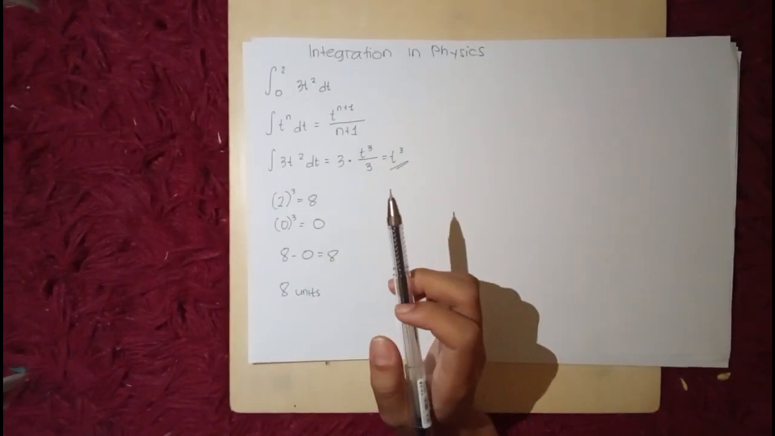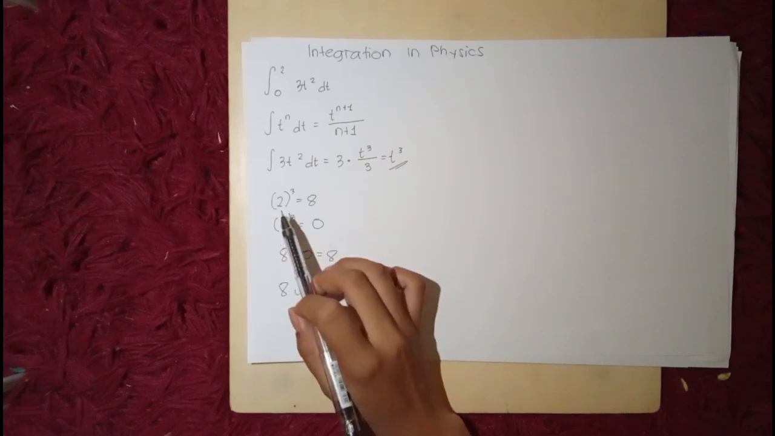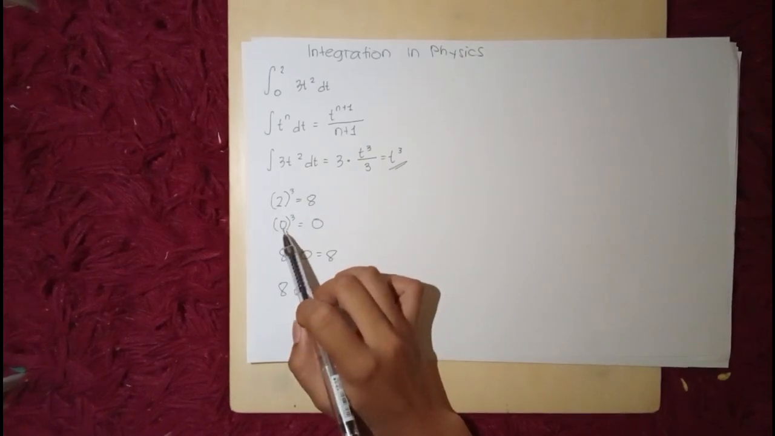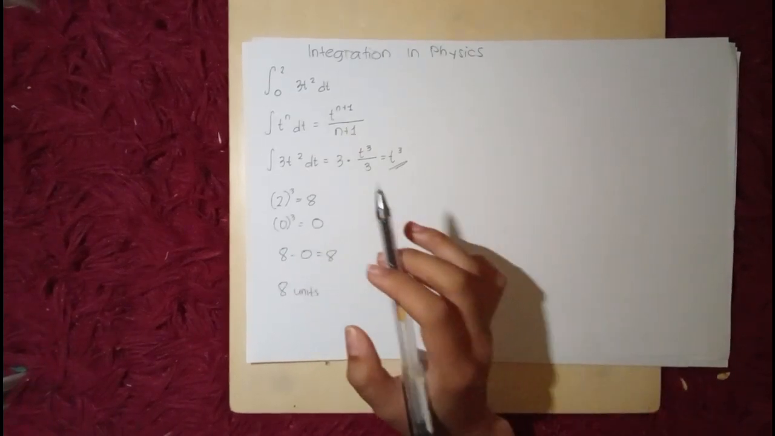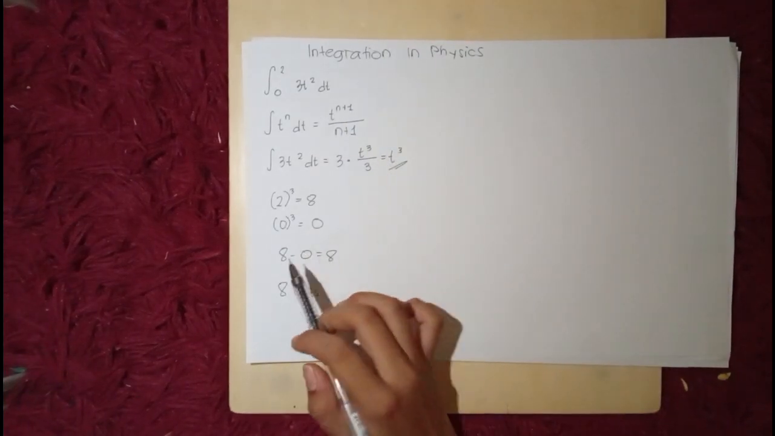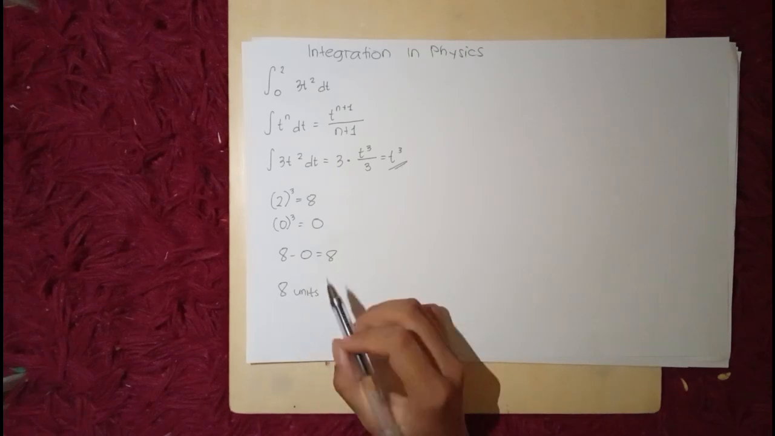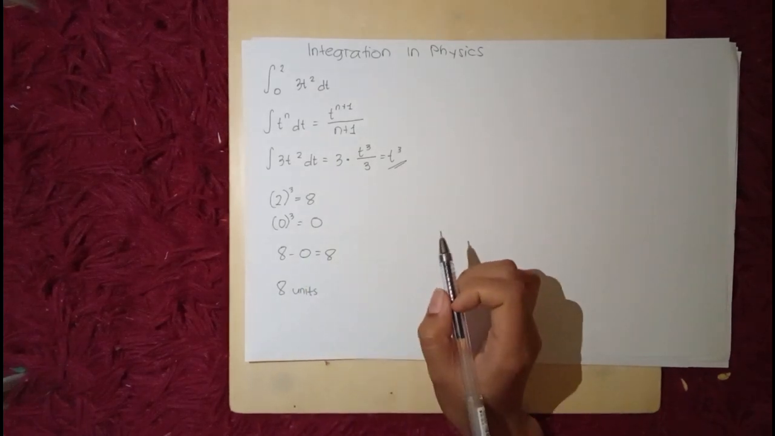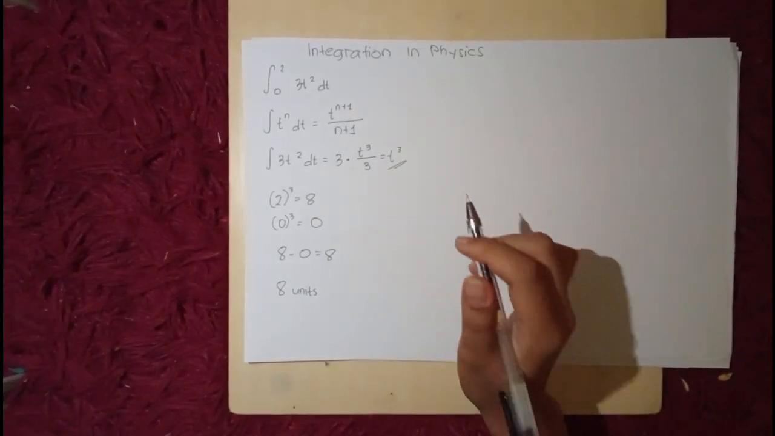So substitute the upper limit t equals 2. We have 2 cubed is equal to 8 and 0 cubed is equal to 0. So we subtract the lower limit from the upper limit. We have 8 minus 0 is equal to 8 units. So the total displacement of the object from t equals 0 to t equals 2 is 8 units.